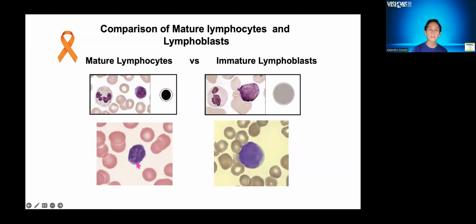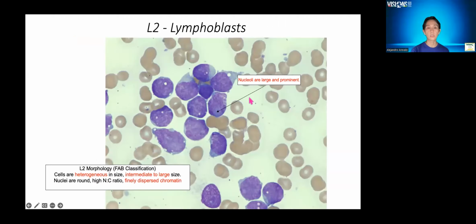So it's an alternating pattern of dark and light areas. In contrast, your lymphoblasts are slightly larger than your mature lymphocytes. The chromatin pattern is fine. The nuclear details are slightly irregular. They're not perfectly round or spherical. And in some areas, you would see prominent convoluted nuclei.